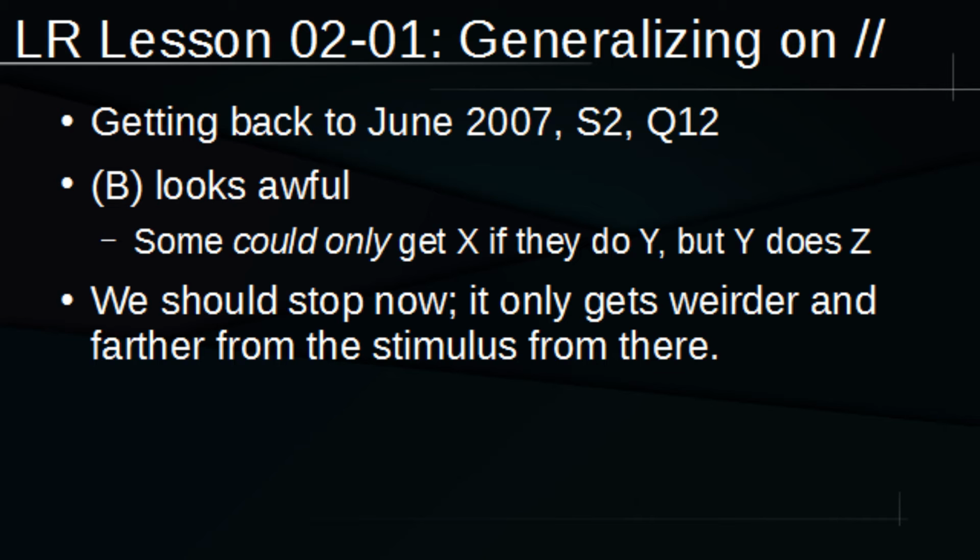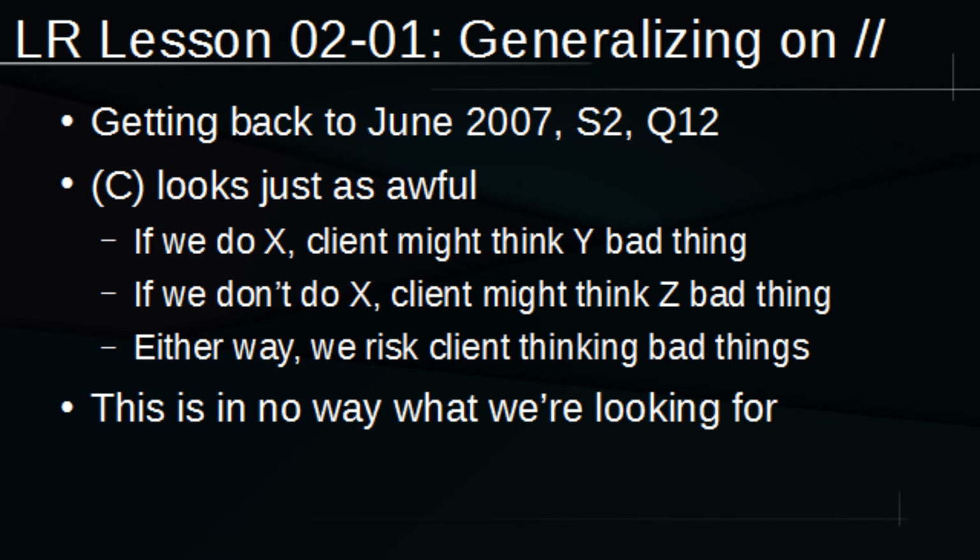There was no if and only if or formal logic, sort of one thing leads to another or one thing requires something else. There was none of that going on in our stimulus. So pretty clearly, I think we can eliminate B from the running. We move along to C now, having eliminated B, and C unfortunately looks just as awful. It tells us if we do X, our client might think Y bad thing.